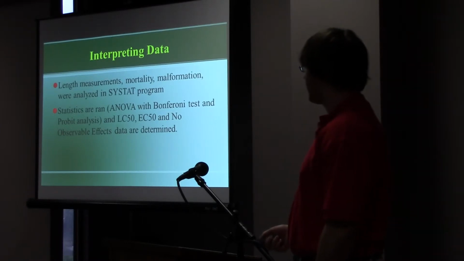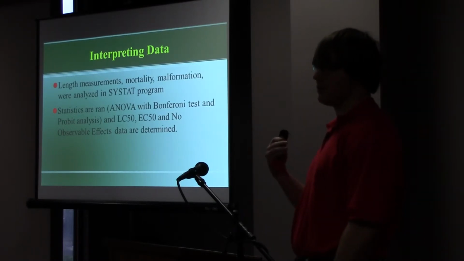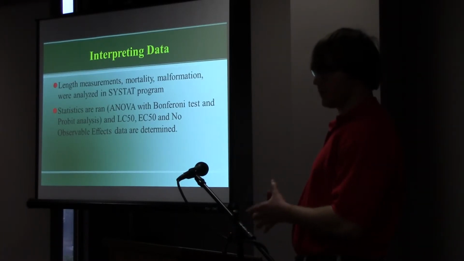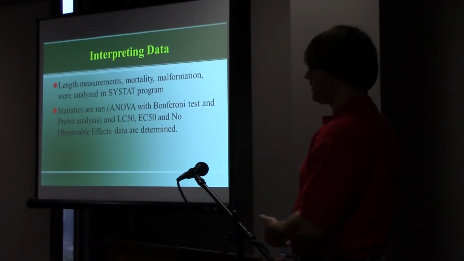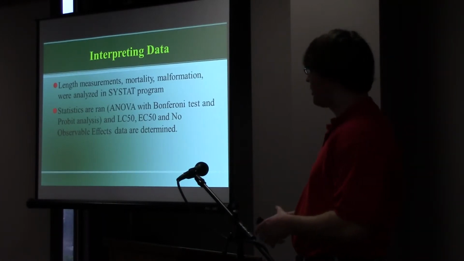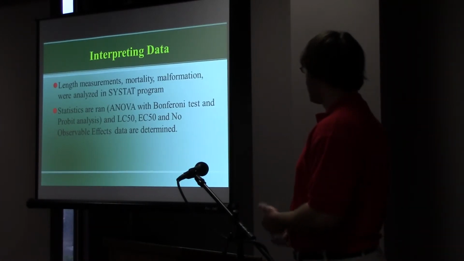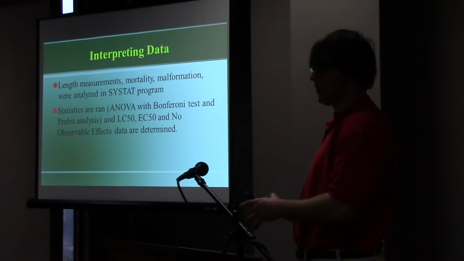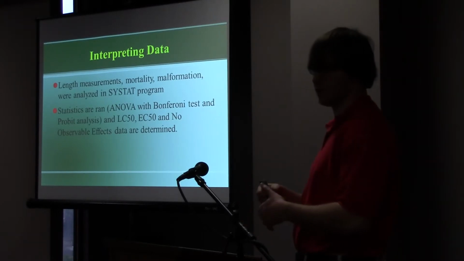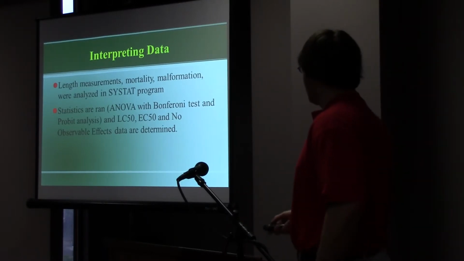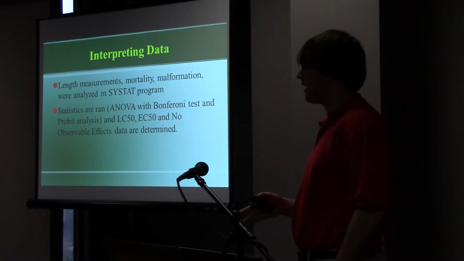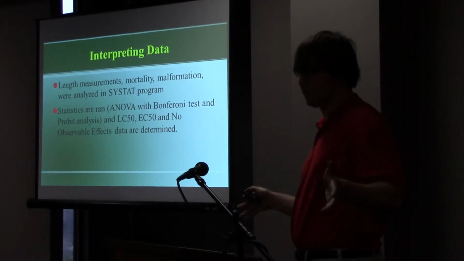And what LC50 stands for is the concentration required to kill 50% of the population of our tadpoles. So if you had a dish with 100 tadpoles in it, what concentration would you have to hit those guys with to kill 50 of them? The EC50 stands for the effective concentration required to malform 50% of them. So same scenario, if you had a dish with 100 tadpoles, what concentration would you have to hit them with to make sure half of them get malformed? And then the no observable effects data, at what concentrations can you have that no effect will be observed from exposing it to?